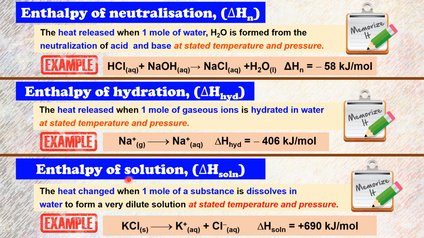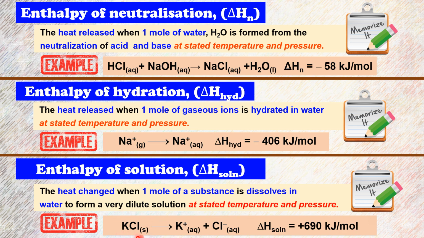Okay, enthalpy of solution. So here is the symbol SOLN. It stands for solution. It can be defined as the heat change. Remember, heat change here can be exothermic or endothermic, meaning it involves heat absorbed or heat released, when 1 mole of substance is dissolved in water to form a very dilute solution at stated temperature and pressure. So 1 mole of substance here refers to the reactant side. The reactant side should be 1 mole.